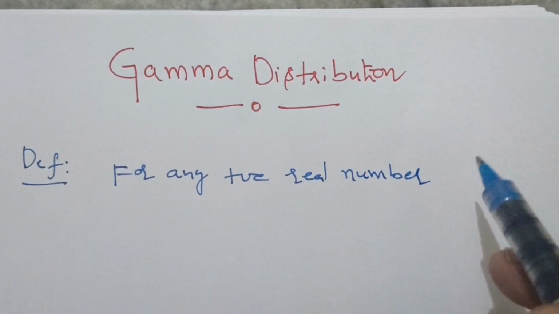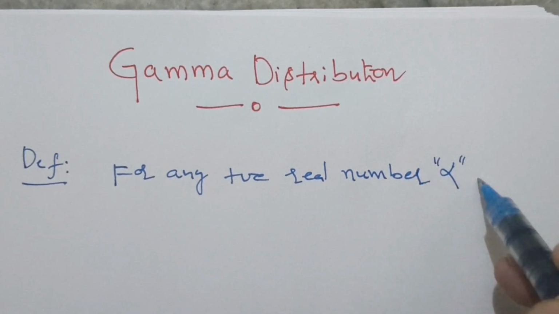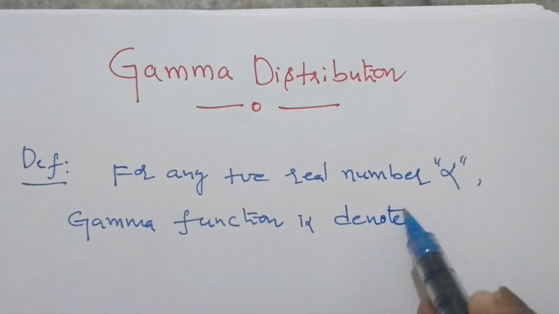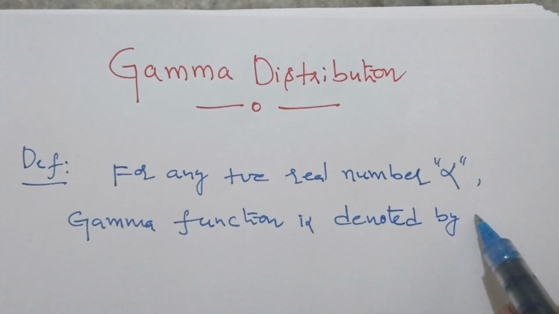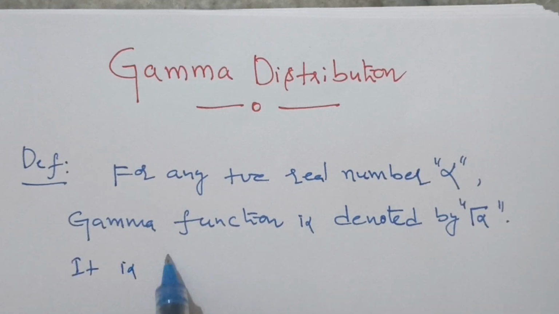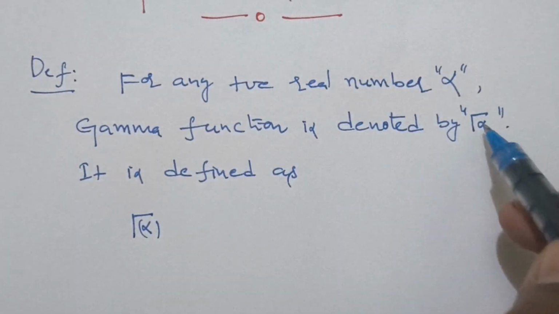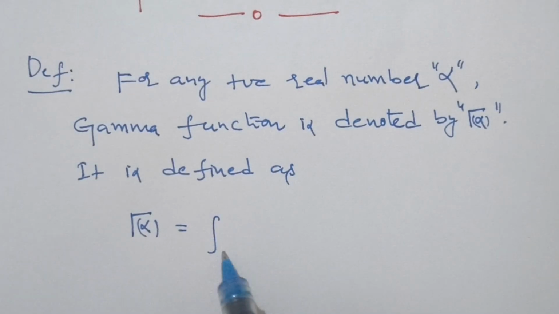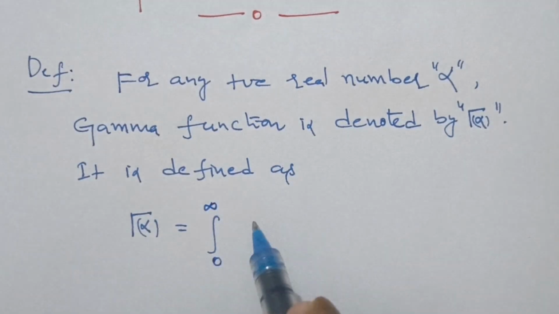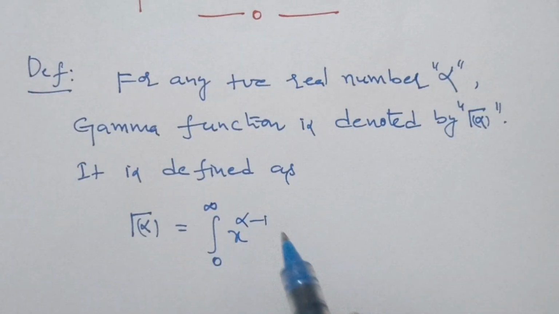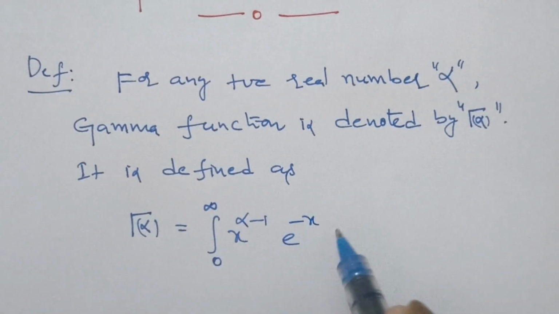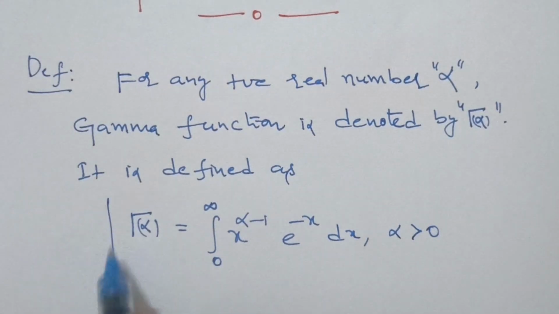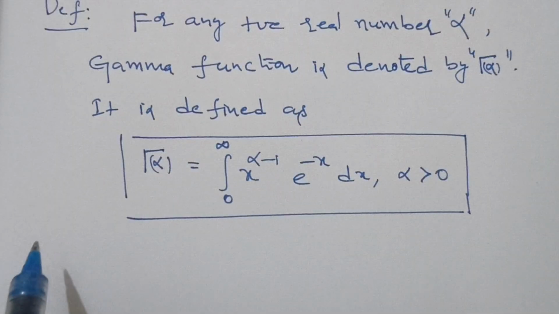What is the gamma function? The gamma function is generally defined on positive real numbers. So the definition is: for any positive real number alpha, the gamma function of alpha is denoted by the symbol Γ, read as gamma alpha. It is defined by the formula: gamma alpha equals the infinite integral from 0 to infinity of x power alpha minus 1 into e power minus x dx, where alpha is a positive real number. This is the definition of the gamma function.